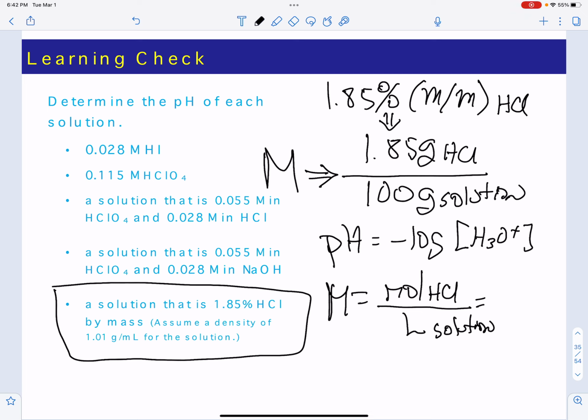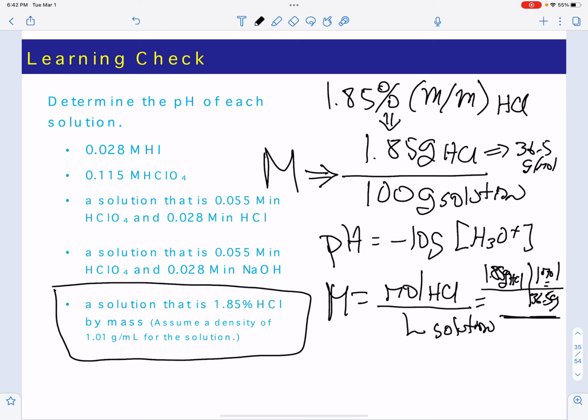Since we're doing percentage, all we have to do is take 1.85 grams of HCl. We just change it to moles. 1 mole for every 58.5 grams. Is that the molar mass of HCl, right? No, actually, sorry, that's wrong. I was thinking NaCl. So this will be 36.5 grams per mole, right? So you find the moles. So all you've got left to do is find the volume.